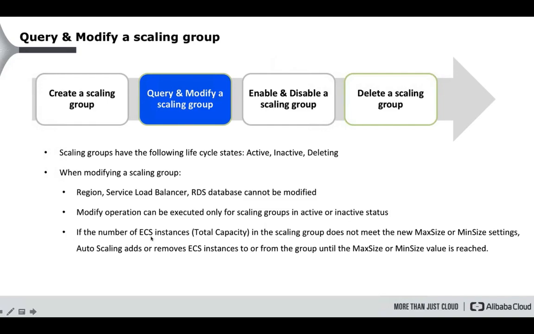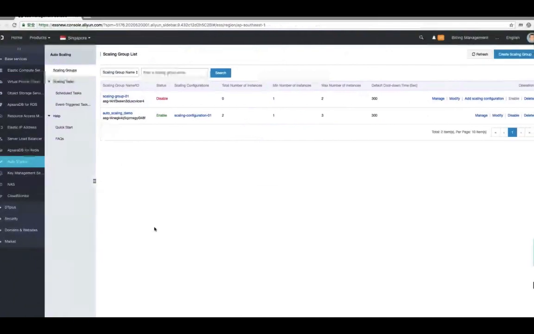If the number of ECS instances in the scaling group does not meet the new max size or min size settings, auto scaling adds or removes ECS instances to or from the group until the max size or min size value is reached. So let's go back to our console and try some configuration about how to query and modify a scaling group. You can see here the scaling group we just created is in disable status, which means that you need to add a scaling configuration to make this group enabled.